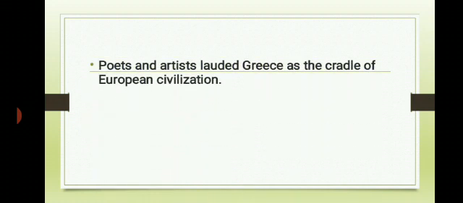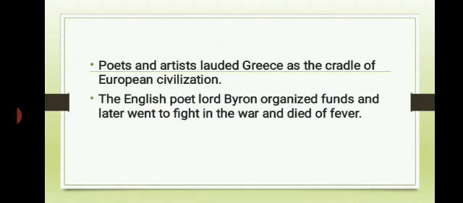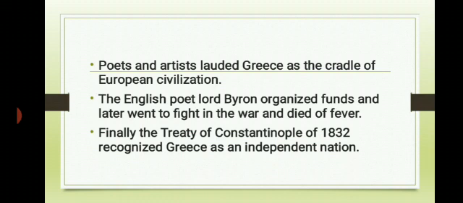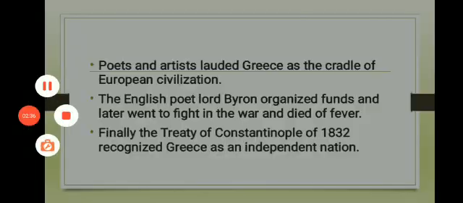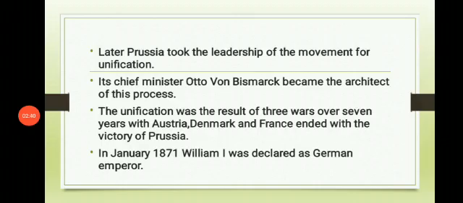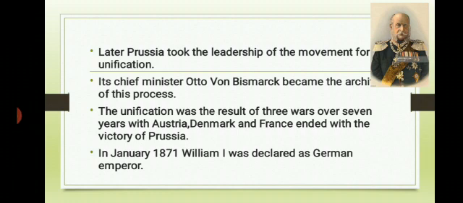West Europeans who had sympathies for ancient Greek culture, the poets and the artists, lauded Greece as the cradle of European civilization and mobilized public opinion to support its struggle against a Muslim empire. The English poet Lord Byron organized funds for Greece to make it an independent country, and later went to fight in the war, where he died of fever in 1824. Finally, the Treaty of Constantinople of 1832 recognized Greece as an independent nation. Here you can see the pic of William I.